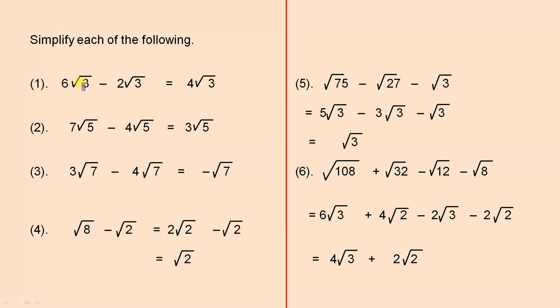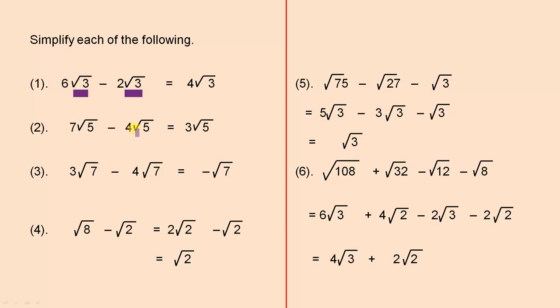So 6 root 3 minus 2 root 3. Because we have the square root of 3 here and the square root of 3 there, they are like terms. So 6 minus 2 is 4, so the answer is 4 root 3.